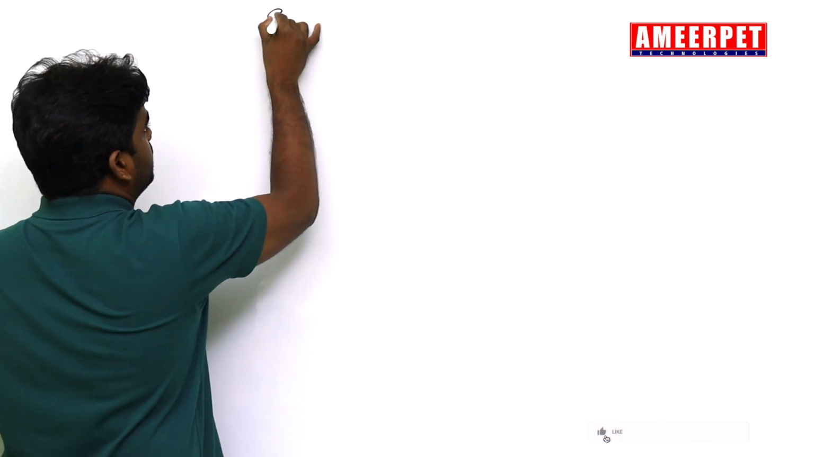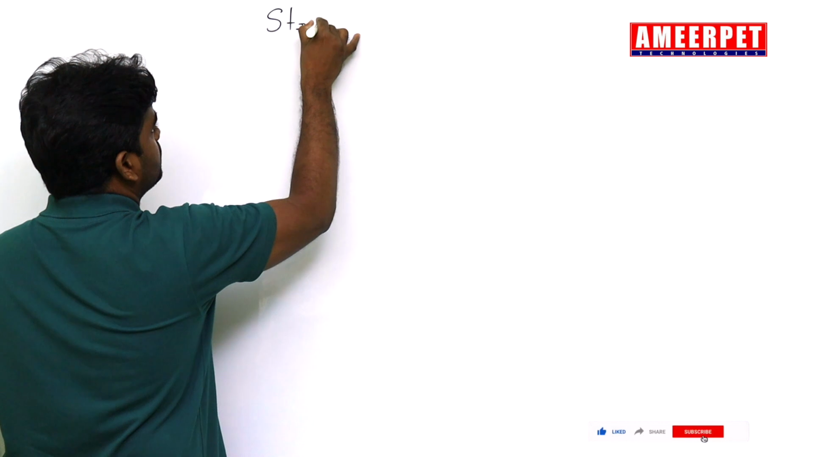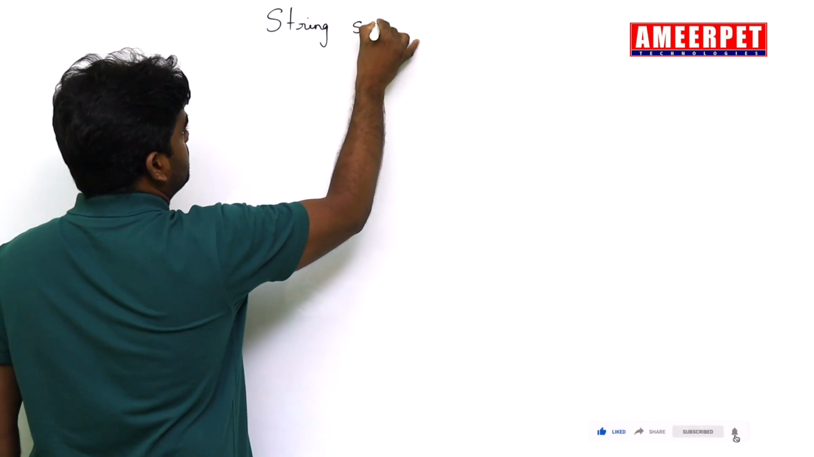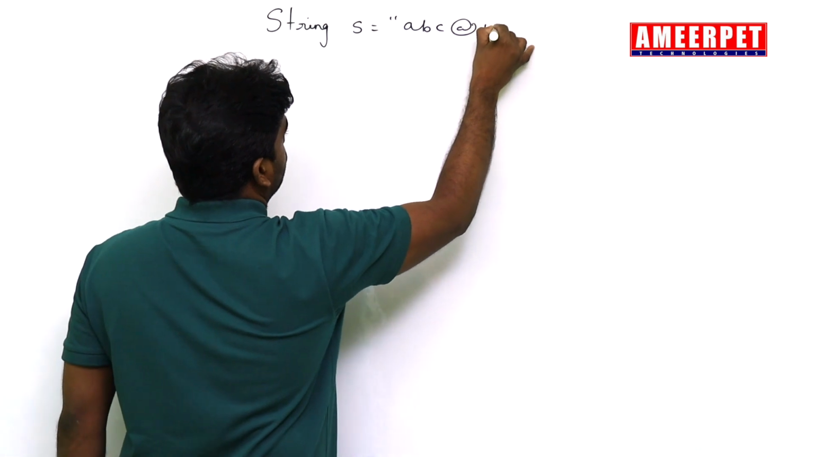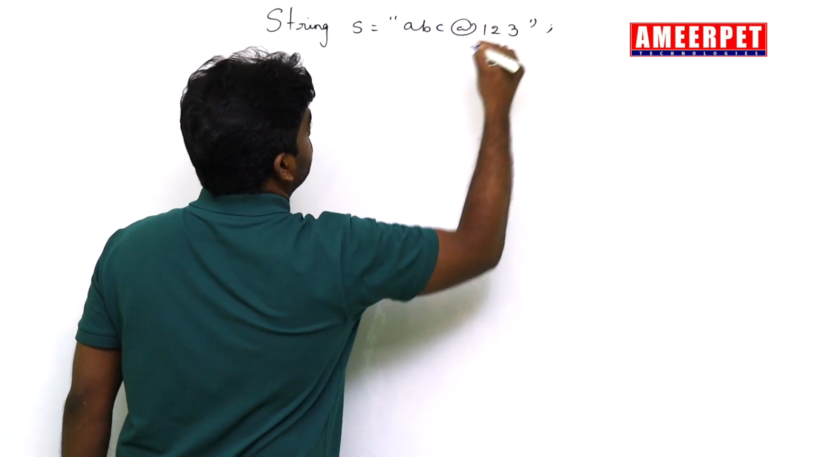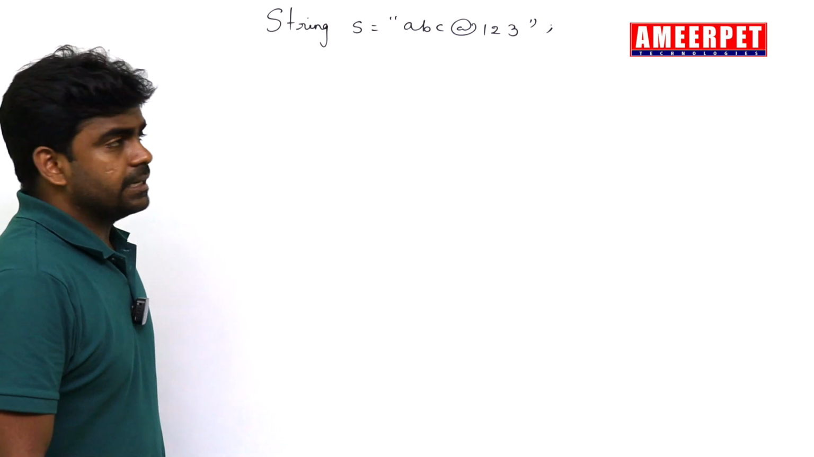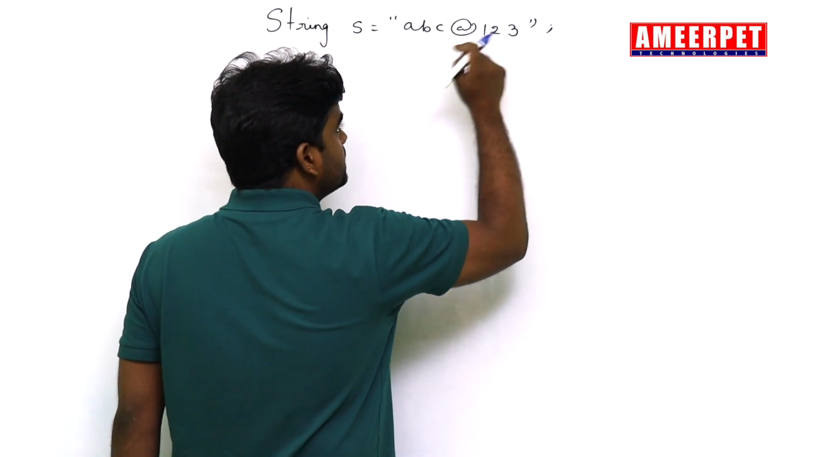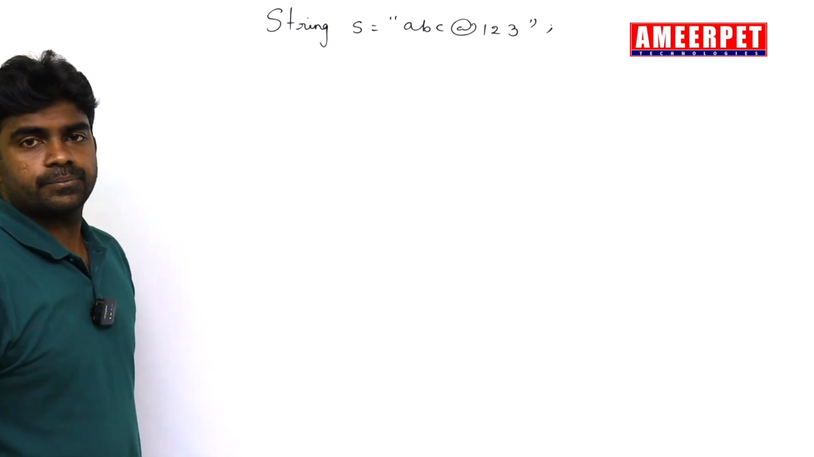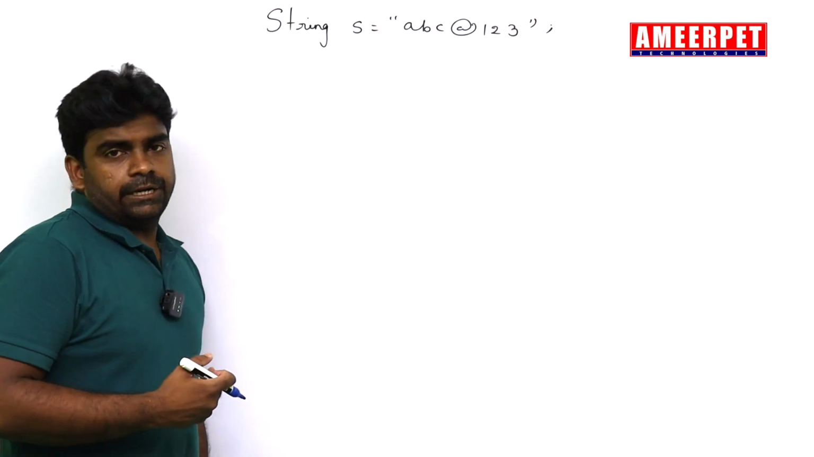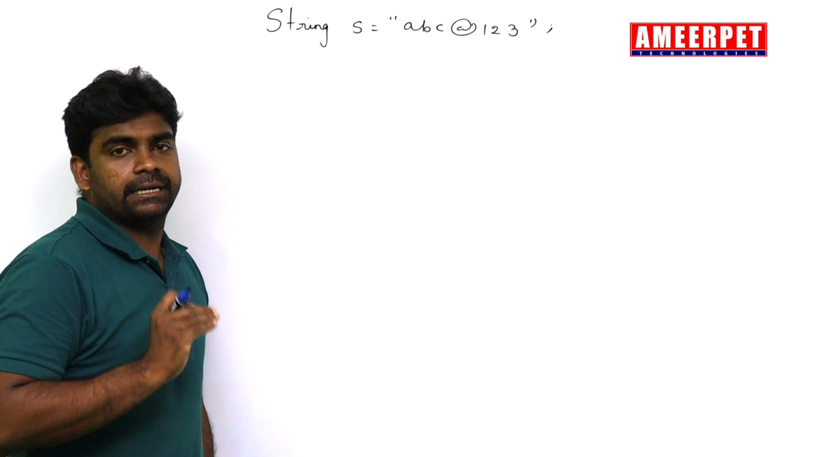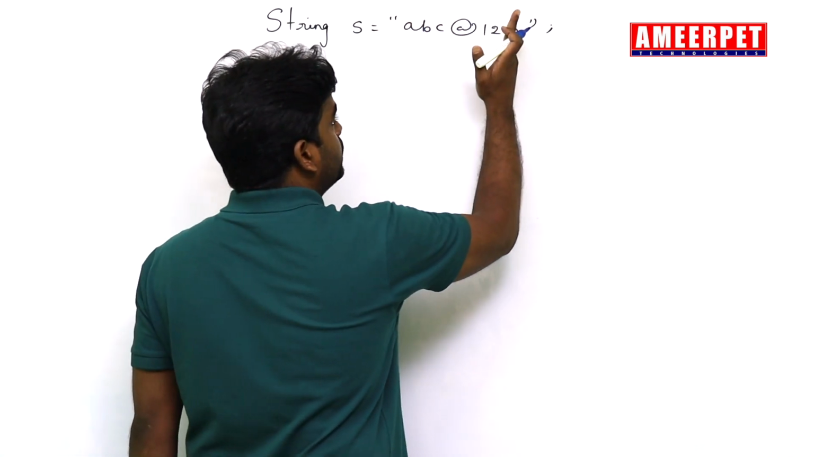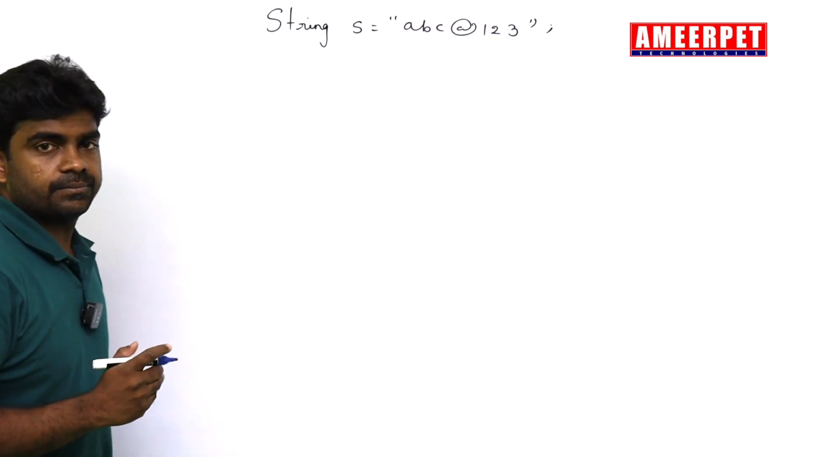In this video, I am going to explain how to display digits in the given string. Suppose I am taking one string, S equals something like ABC@123. Now the question is to display only digits in the given string. Even though we need to display only digits, we need to check from start to end, from here to here.